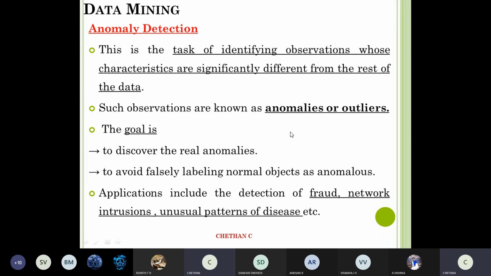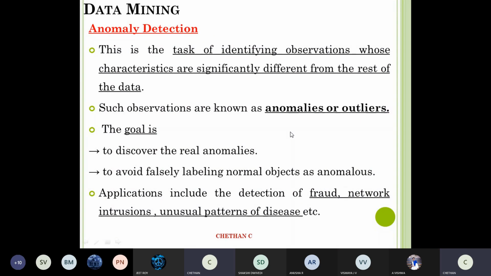So what is anomaly detection? Something that is not regular, and you want to figure out why. It is the task of identifying observations whose characteristics are significantly different from the rest of the data. They are called anomalies or outliers. You are going to study these outliers a lot in the modules and subjects to come.